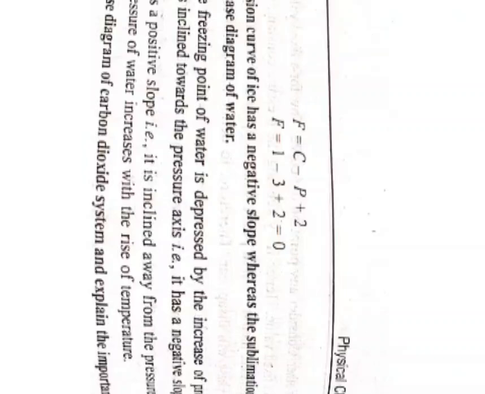Explain why the fusion curve of ice has a negative slope whereas the sublimation curve has a positive slope in the phase diagram of water. This is because the freezing point of water is depressed by the increase of pressure, and therefore the fusion curve is inclined towards the pressure axis, that is, it has a negative slope. But the sublimation curve has a positive slope, inclined away from the pressure axis. This is because the vapor pressure of water increases with the rise of temperature.